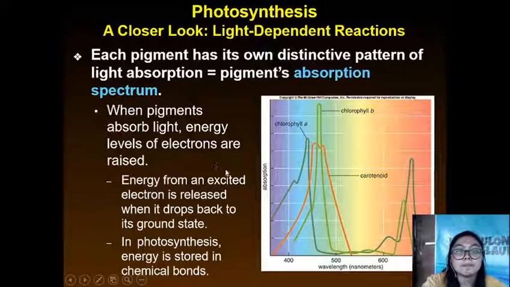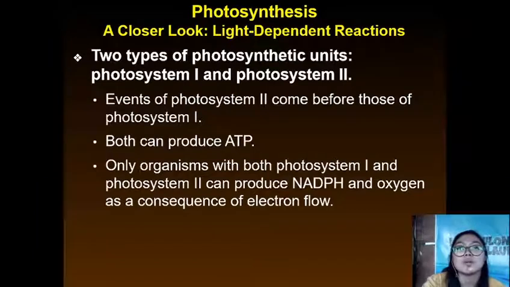So here, when pigments absorb light, energy levels of electrons are raised. Energy from an excited electron is released when it drops back to its ground state. So also in photosynthesis, energy is stored in chemical bonds. There are two types of photosynthetic units. So we have the photosystem 1 and photosystem 2.